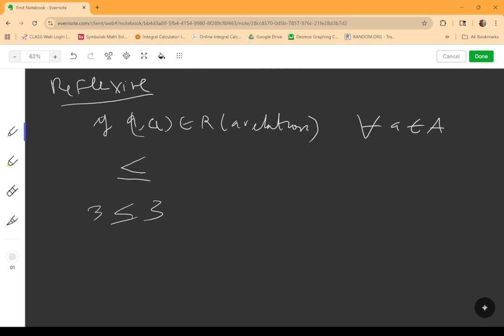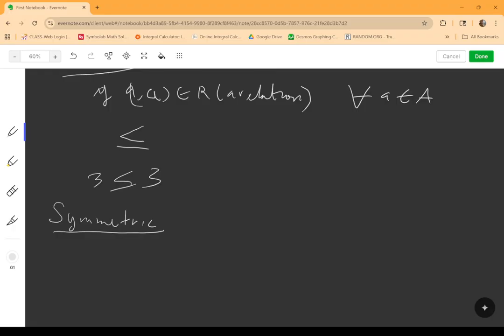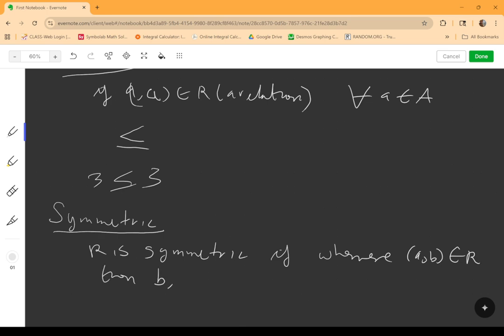Now another property that we'll be interested in is this idea of symmetric. The relation R is symmetric if whenever (a, b) is an element of R, then (b, a) is an element of R.